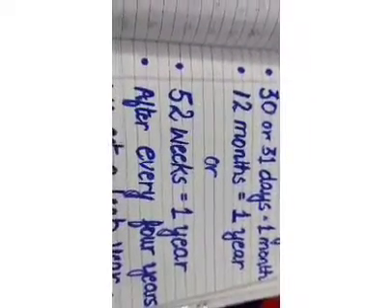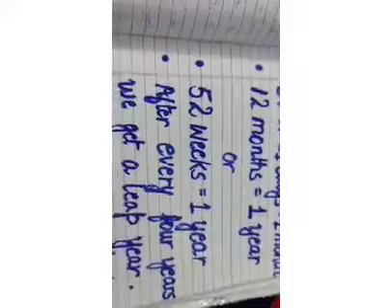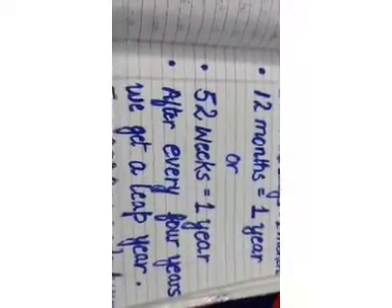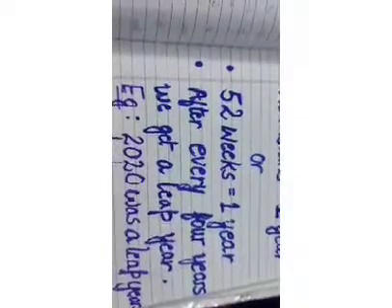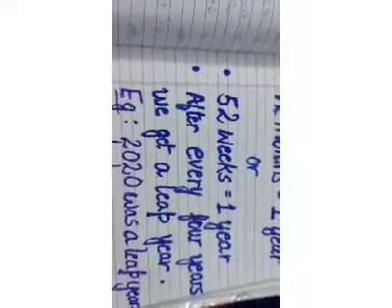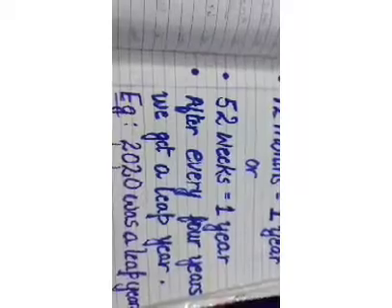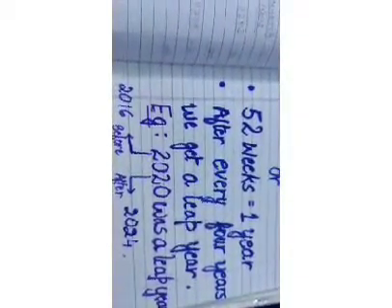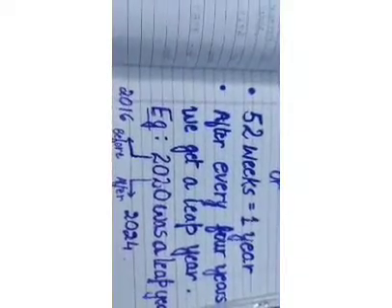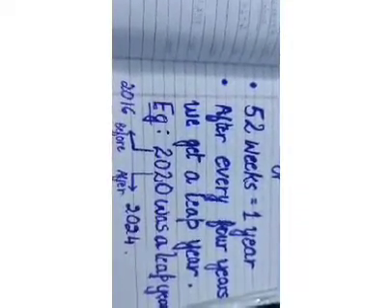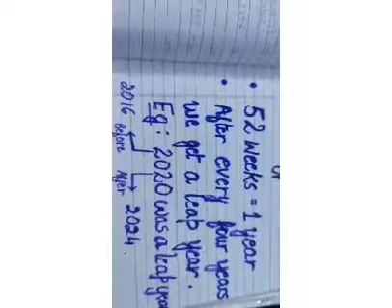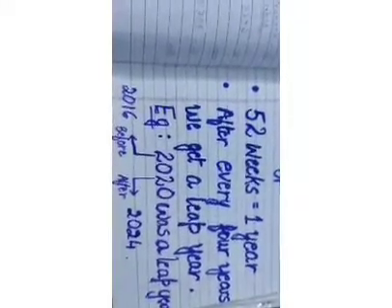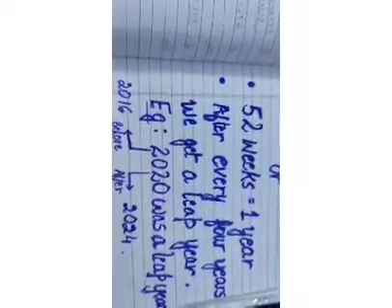And after every 4 years, we get a leap year. For example, if 2020 was a leap year, then 2016 was a leap year before this year, and after a gap of 4 years, that means in 2024, we will be getting another leap year.